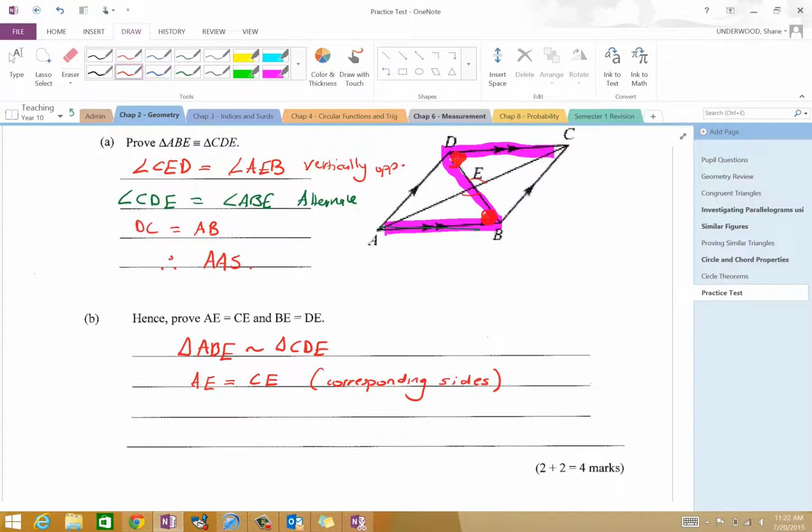And what about BE? What's corresponding to BE? BE and DE. Corresponding sides as well. Okay, good. So therefore, what can you tell me about these triangles? Don't their diagonals intersect? The diagonals bisect. And we've now just proven it.